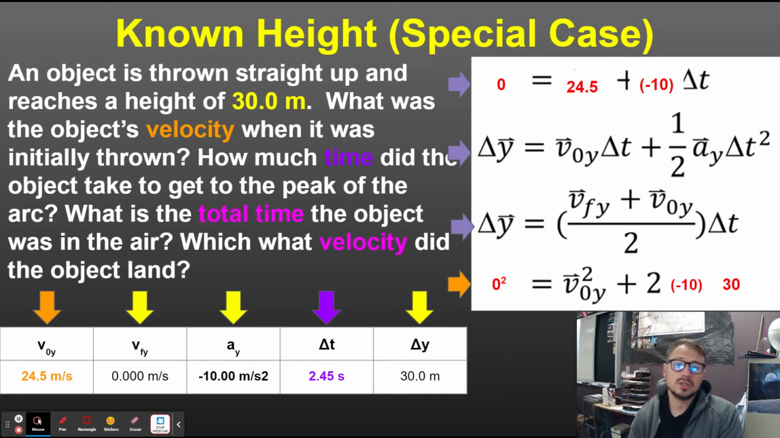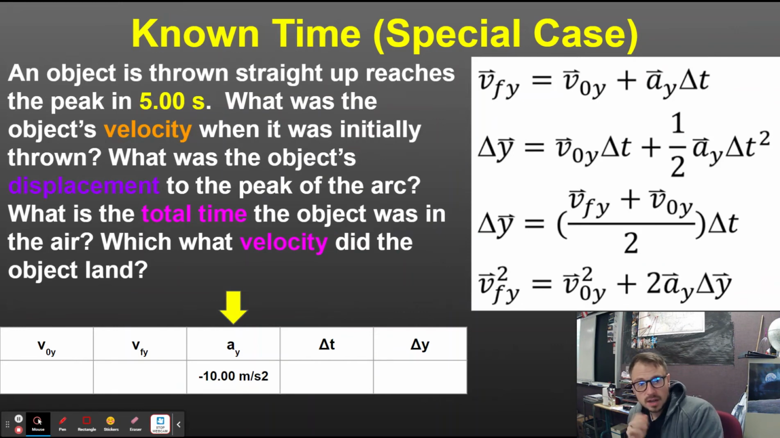The next question is, what is the total time the object was in the air? Well, if it takes 2.45 seconds to go up, it's going to take 2.45 seconds to come down. So the total time, I just double that, right? It's going to be 4.9 seconds. And the velocity, well, it goes up at 24.5 meters per second. It's going to land going down, negative 24.5 meters per second. All right, last question. An object is thrown straight up, reaches the peak in 5 seconds.